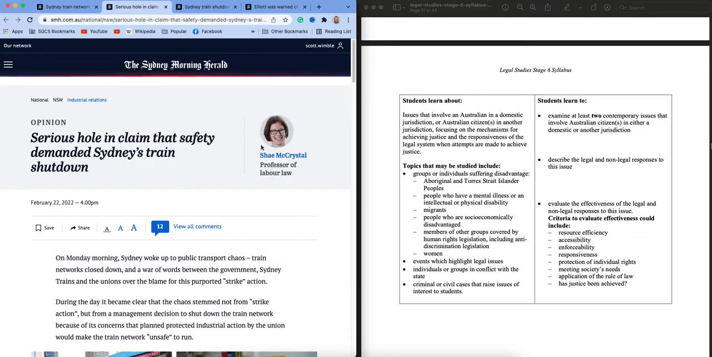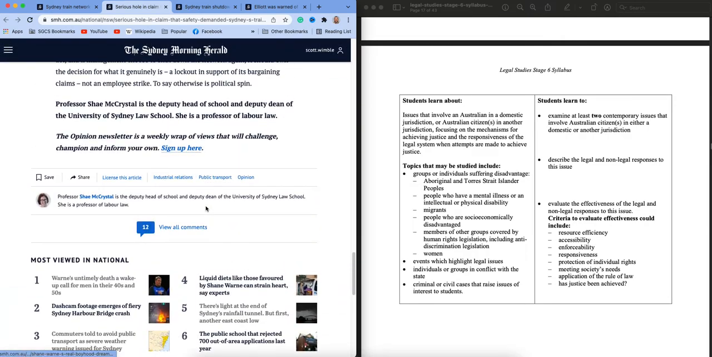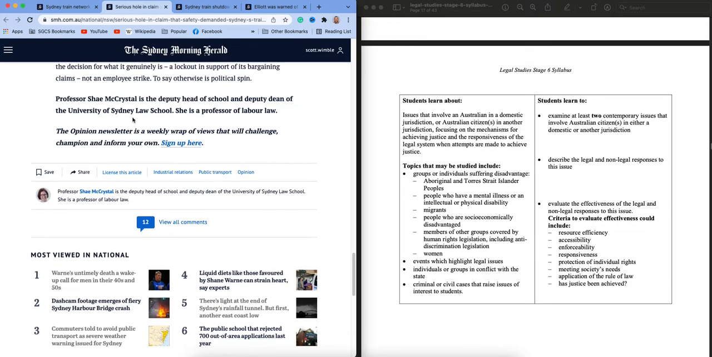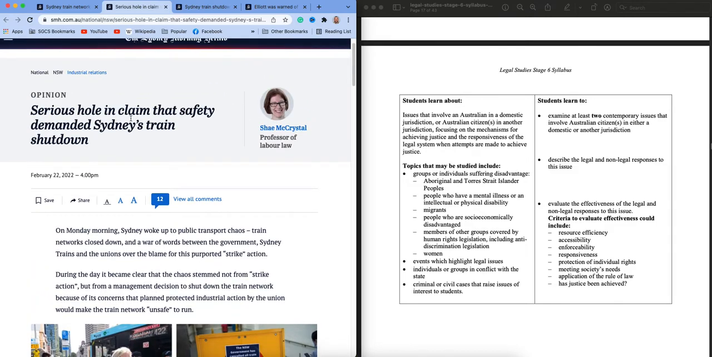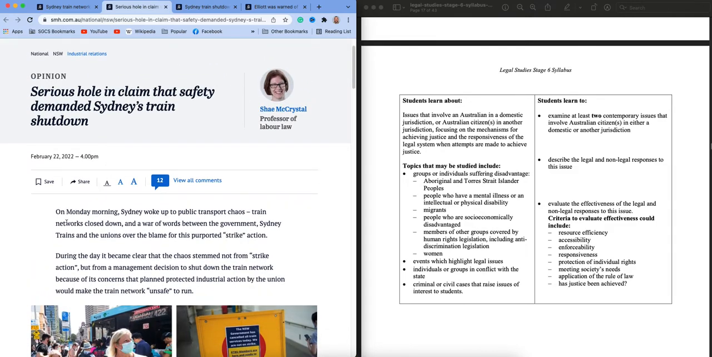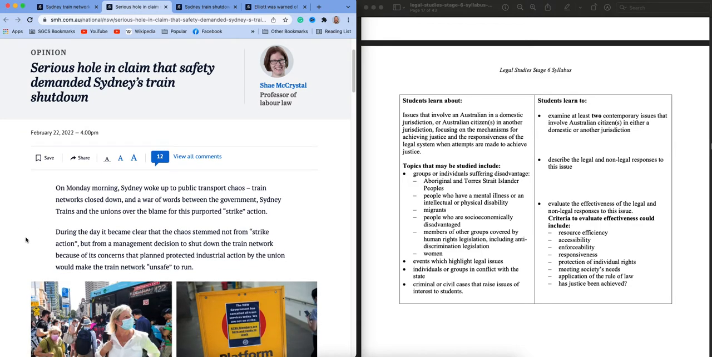And we hear from Shae McCrystal here. She's a professor of labour law at, where is she from? Deputy Head of School and Deputy Dean of the University of Sydney Law School. Okay, and she's here to basically give her opinion on this claim that it was the fault of the union for the industrial action. Let's have a read of what she's going to say here.